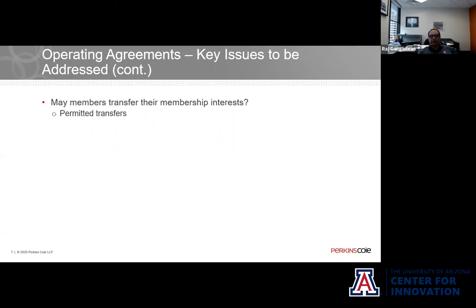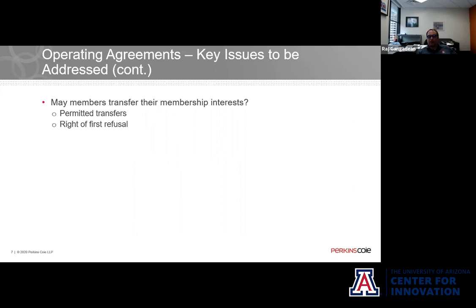There's usually certain types of transfers that are permitted, like transfer it to a trust. You can transfer your interest to a trust that's set up for the benefit of your family or yourself. Other kinds of permitted transfers, you might form an LLC and transfer your membership interest to your LLC for liability protection reasons.